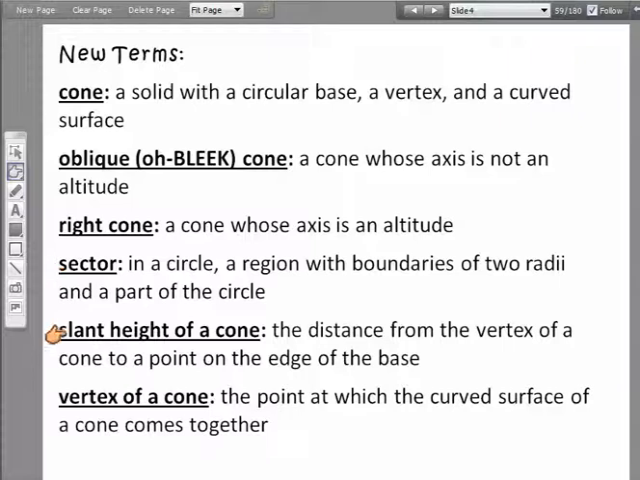The slant height of a cone is just like the slant height of a pyramid. The vertex of a cone is the top, or actually, if you're thinking of an ice cream cone, it's the tip at the bottom. And a lot of what you're going to learn about cones is very similar to pyramids.